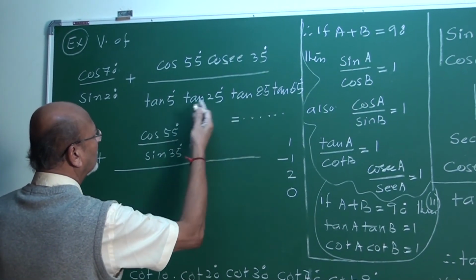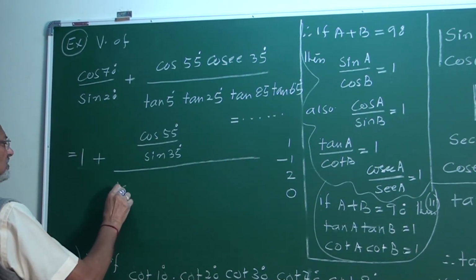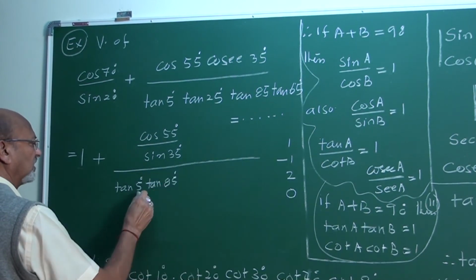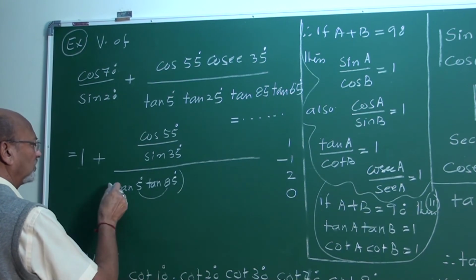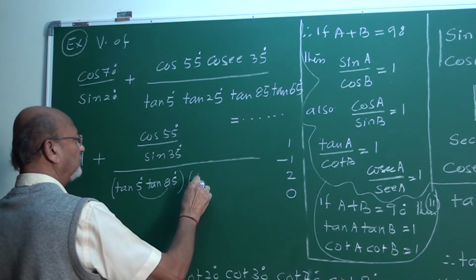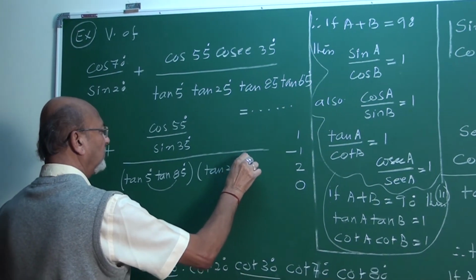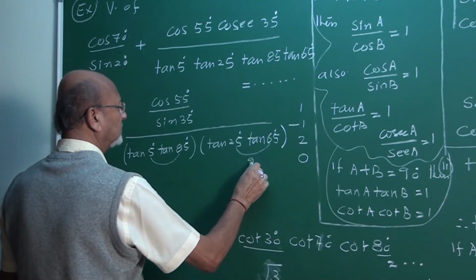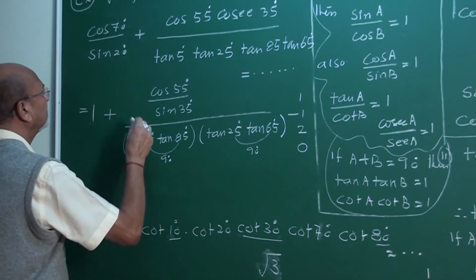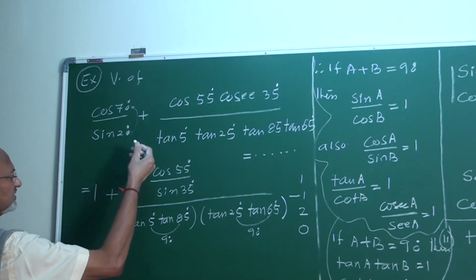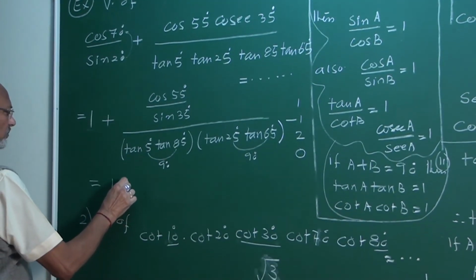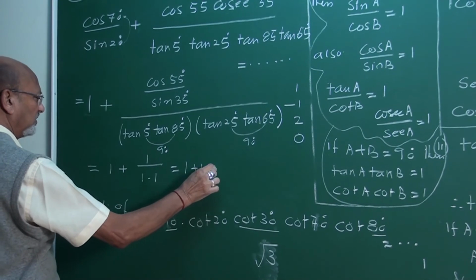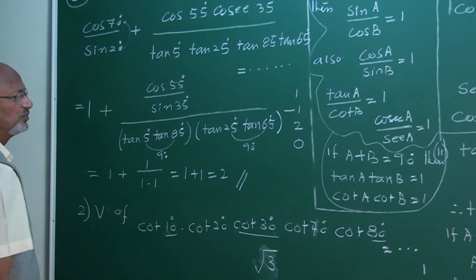If wanted, I will make the group. Tan 5 degrees into tan 85, what is the sum? 90 degrees, this is one group. Like this, tan 25 into tan 65, what is this? 90 degrees. What is this? 90 degrees. Then, equal to, my friend, 1 plus, above is 1, down is 1 into 1. What is the answer? 1 plus 1, which is 2. Which option, my friends?